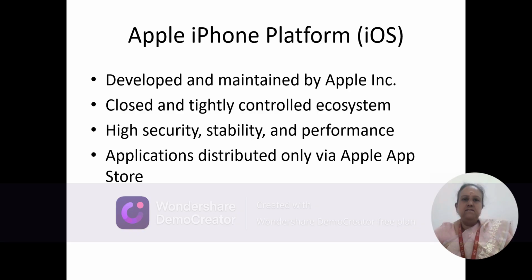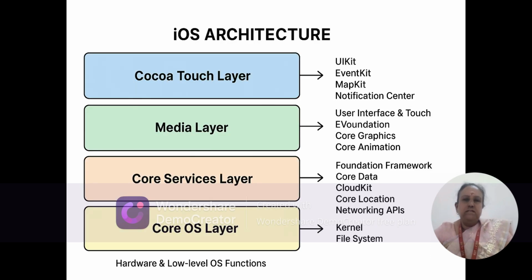So all the applications are distributed via the Apple App Store on the mobile. So let us now look at the iOS architecture. The iOS architecture has four different layers, starting from top to bottom. The topmost layer is the Cocoa Touch layer, then the media layer, the core service layer, and the core OS layer. The Cocoa Touch layer is the topmost layer.